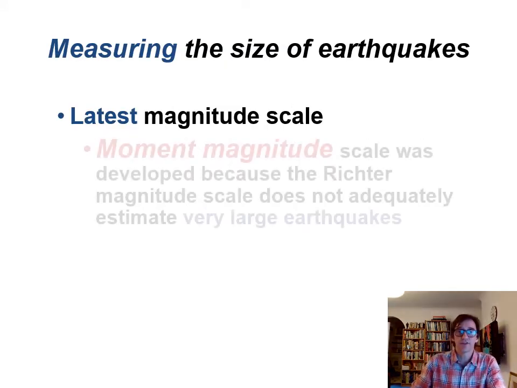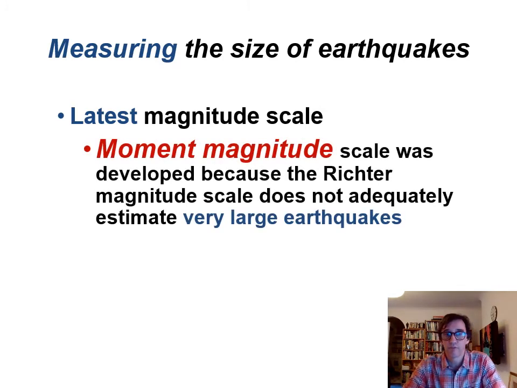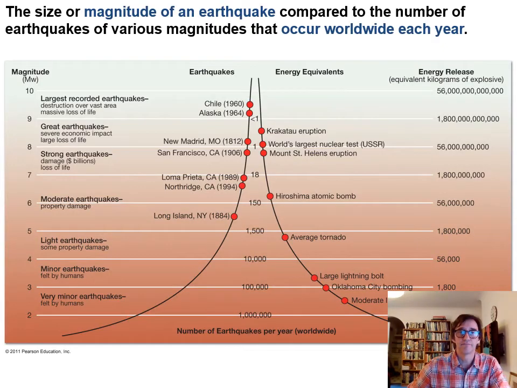The latest magnitude scale is called the moment magnitude scale. Basically, the Richter scale has been tweaked because the Richter scale doesn't adequately estimate the very largest earthquakes. The largest earthquake recorded is the Chile earthquake of 1960. That was a 9.5. That's the largest ever recorded. 9.5 in Chile in 1960. The date's here.